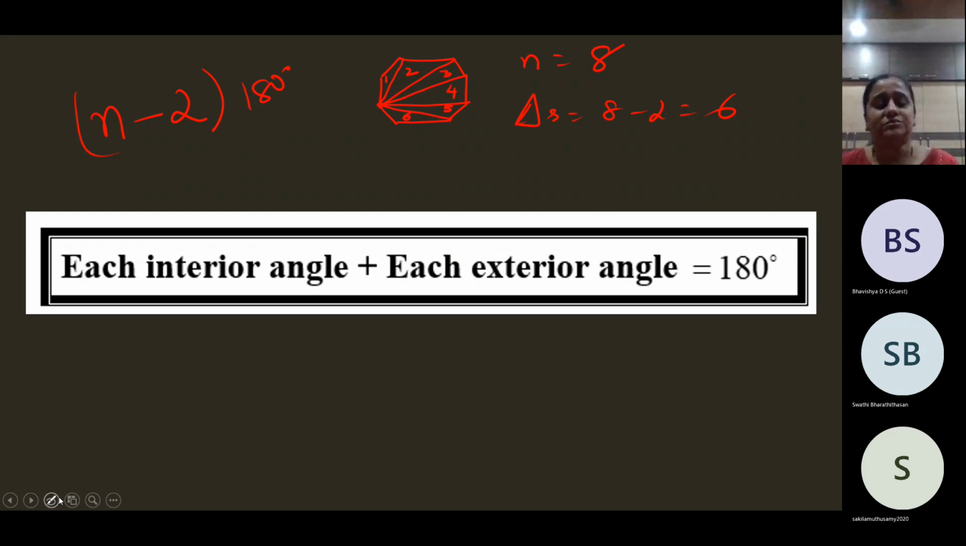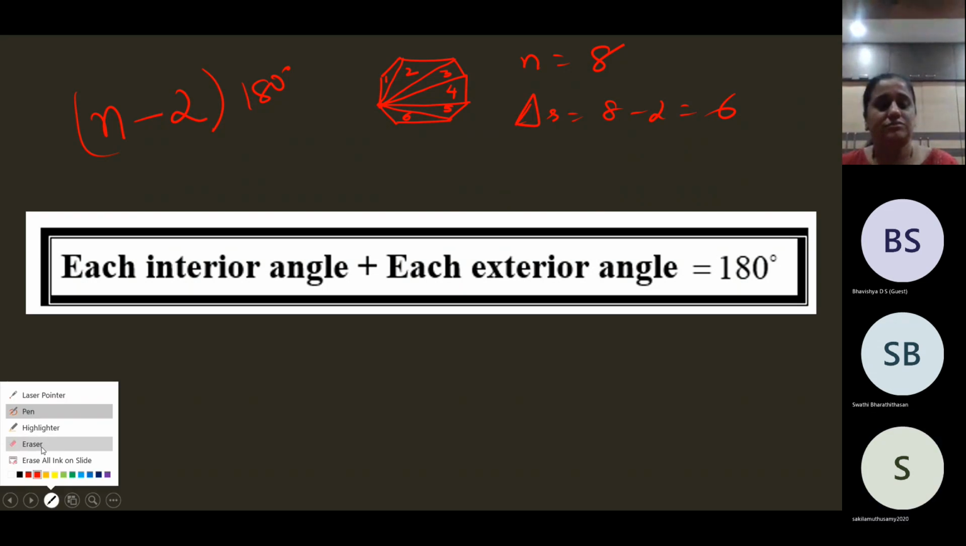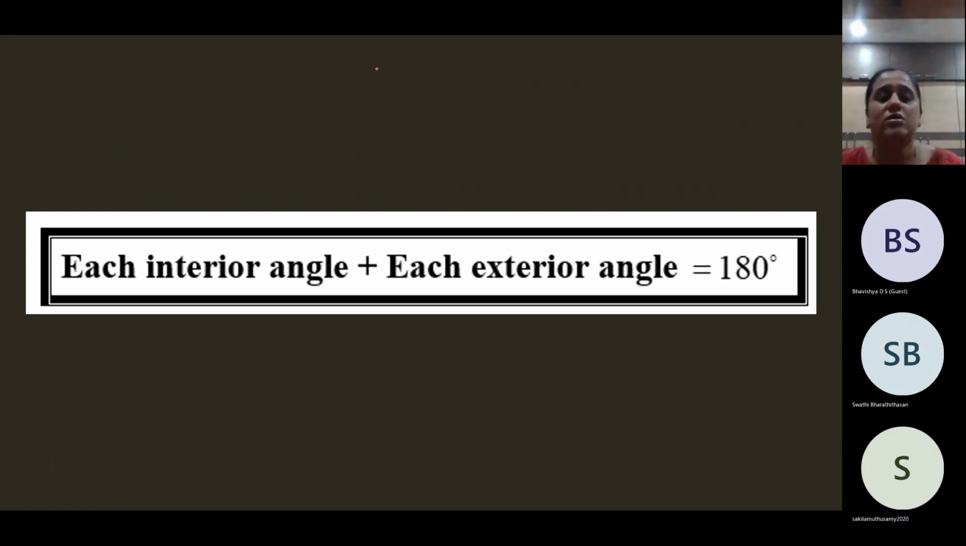Is it clear, children? Yes, ma'am. Okay. So I'll just tell you once again. 1, 2, 3, 4, 5, 6, 7, 8. Choose any vertex.